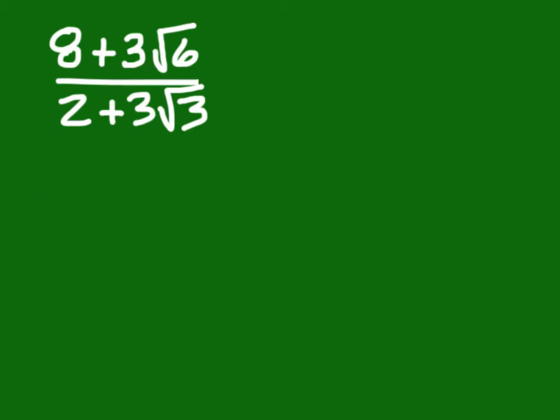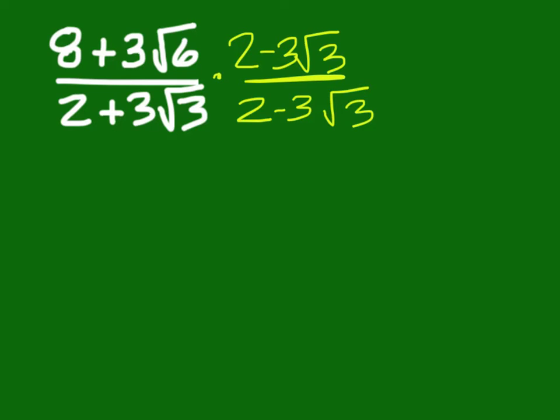Example 2. Look at the radical terms first. 6 and 3. You can't simplify those. So all you can do now is multiply the top and the bottom by 2 minus 3 square root of 3. Start on the top.